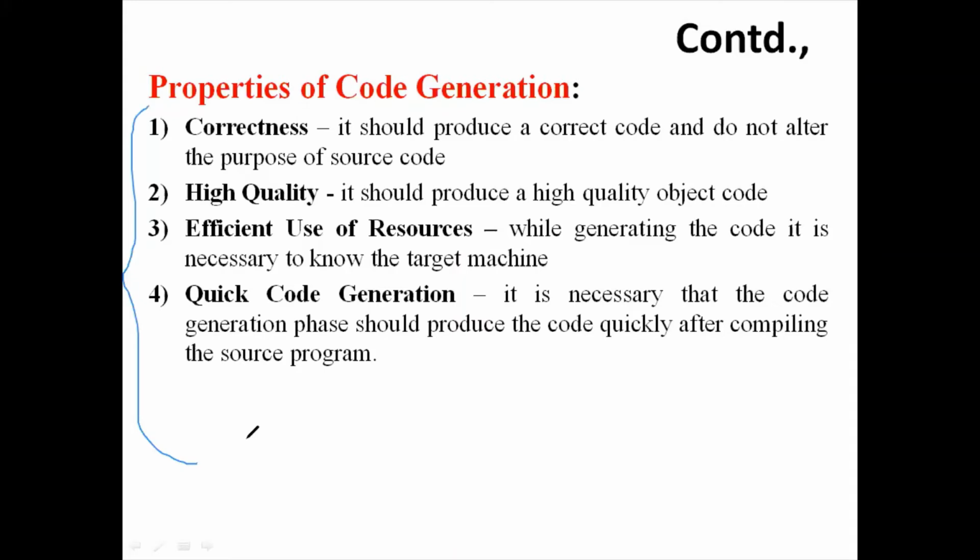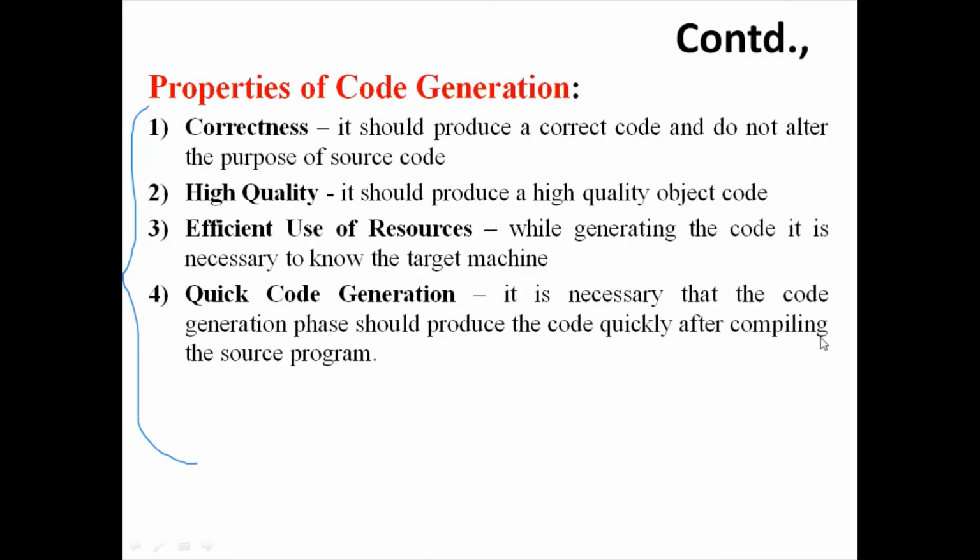The first property is that it should produce efficient target code from the input. It should produce the correct target code. Once you produce the correct target code, do not alter the source code.